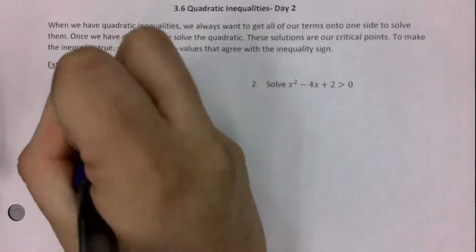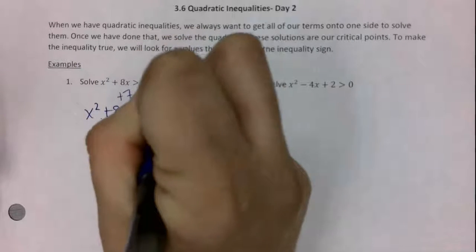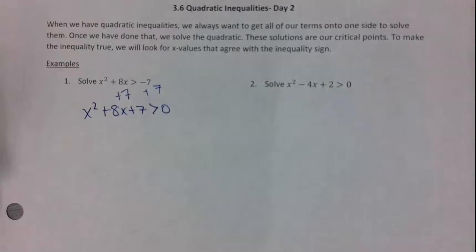So if I add 7 to both sides, I get x squared plus 8x plus 7 is greater than 0. Okay, then I want to factor it. So what multiplies to 7 and adds to 8?